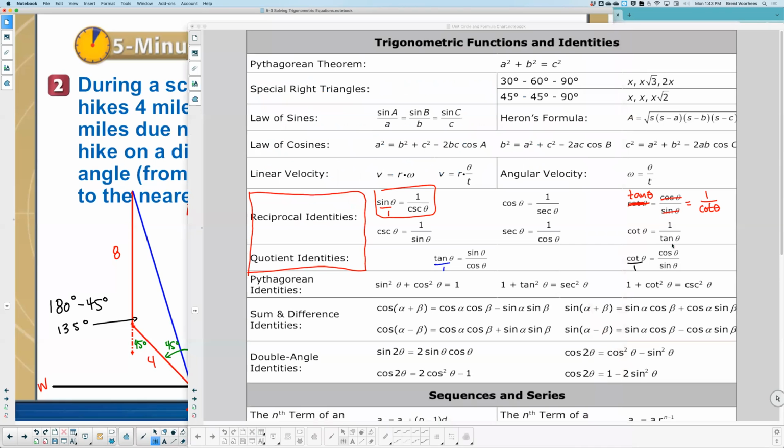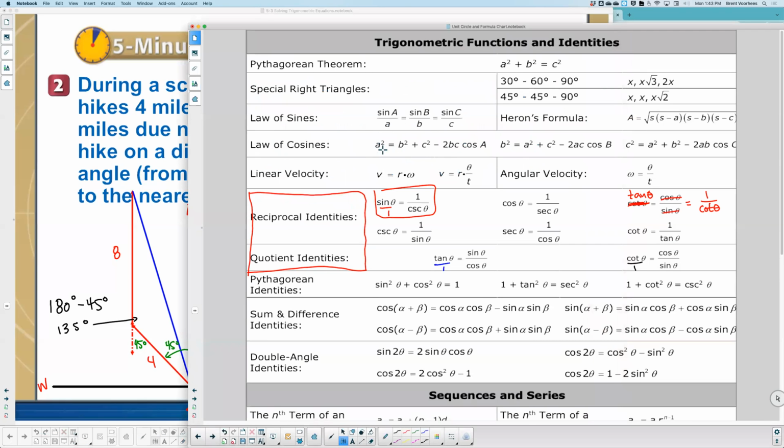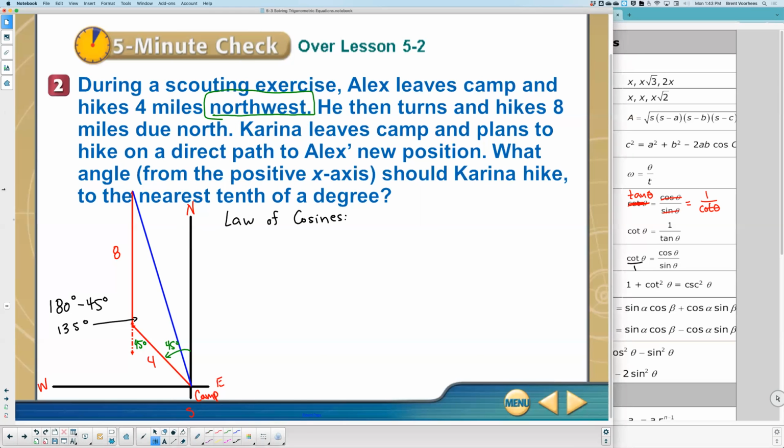We could use this formula chart right here. The three formulas are for law of cosines. I'll just take this first one. The law of cosines is that a squared equals b squared plus c squared minus 2bc times the cosine of angle A. All right, so I'm going to call this A. Since that's a camp there, I'll say that's C, which makes this angle B.